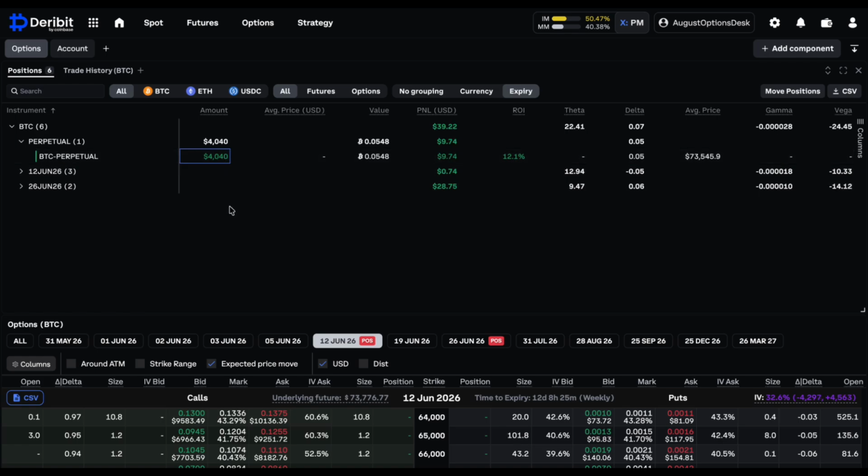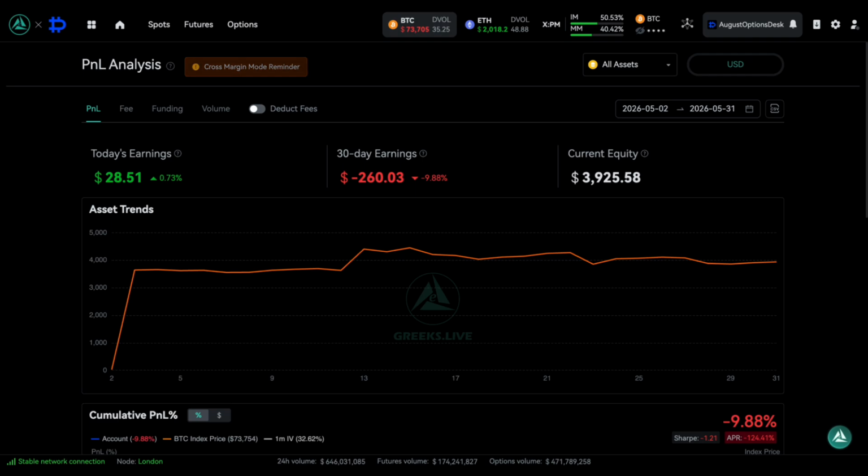So the size that I have here is about $4,000, which is 0.05. So this gives me the participation in the upside. So if Bitcoin goes up, I can participate and make some money on the upside as Bitcoin goes up. The goal is to scale this position to 0.1 Bitcoin. Nothing more than that. I don't want to be too aggressive with this account size. But before we get into this, guys, where's the account looking at?